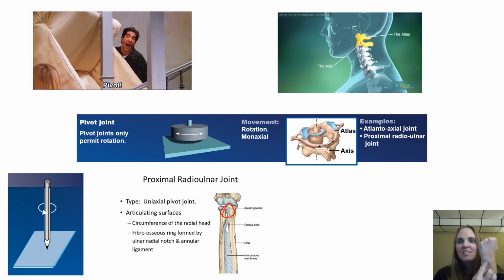The ulna in the forearm touches the radius here, so right in here. So it allows for rotational movement. And that's one of the movements that's messed up in my wrist with a limited range of motion.